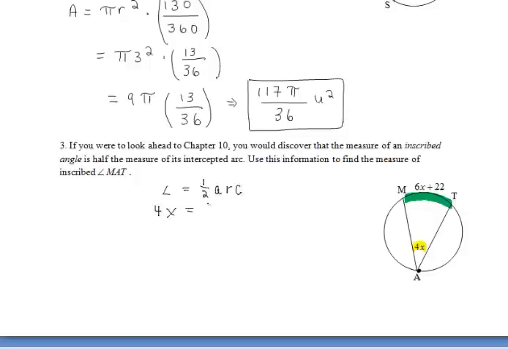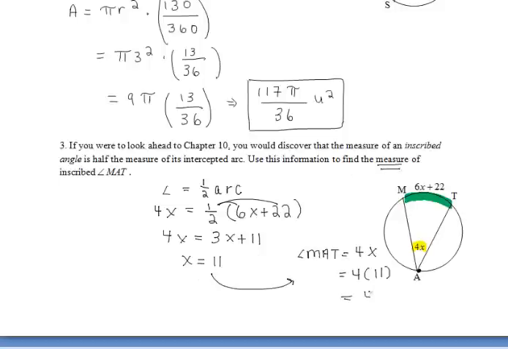We know that the angle is half of the arc, so I'm just writing a general equation there. Our angle is represented by 4x, and our arc is represented by 6x plus 22. So we're setting our angle equal to half of our arc. Distributing the 1/2, we're left with 4x is equal to 3x plus 11 to get that x has a value of 11. But since we want to find the measure of the inscribed angle, MAT, we could substitute 11 back in for x to get 44 for the final answer.